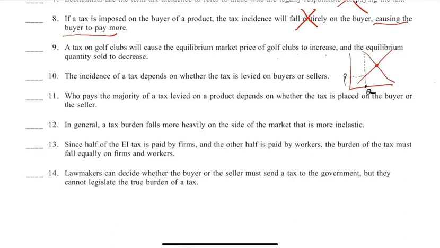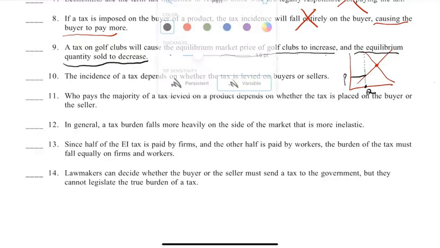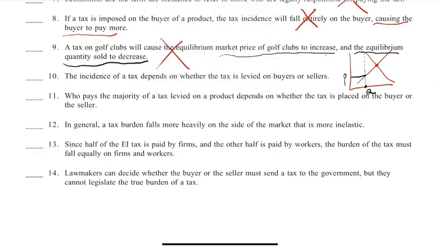The statement that equilibrium quantity sold decreases is correct. However, that the market price of golf clubs increases is not correct, because we basically have two prices. So in this case, you would see that the market price will actually decrease. So this is incorrect.